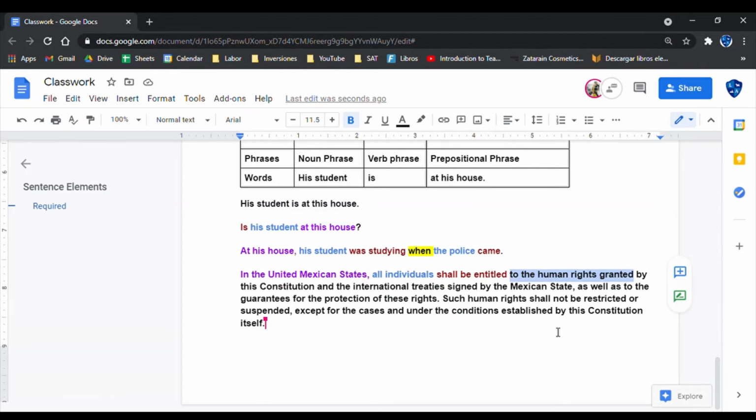There is a preposition. Do you see this preposition? This is a preposition too. If it begins with a preposition, it is an adverb phrase. It's a prepositional phrase. Like this one, see? At the house begins with the preposition. In the Mexican United States, in begins with the preposition. Can you write the rule? Preposition.